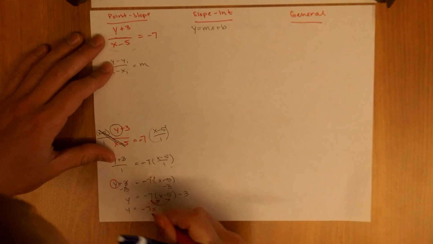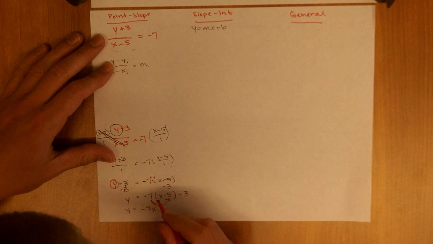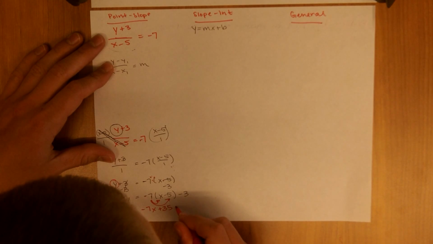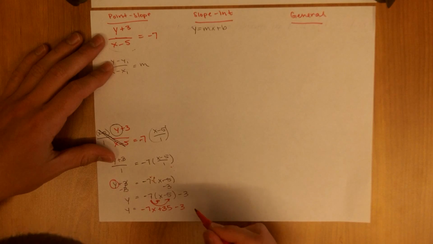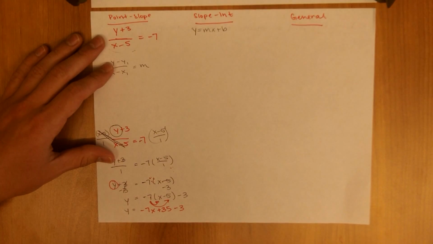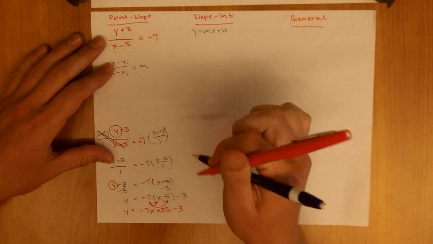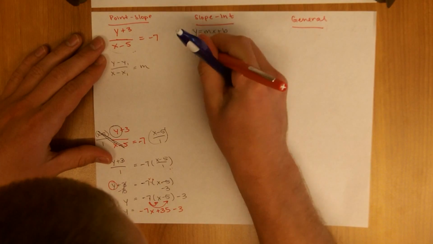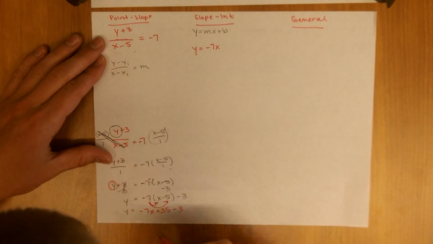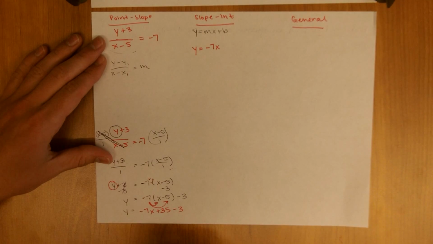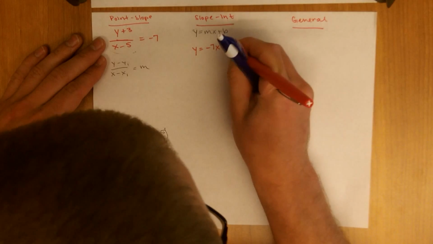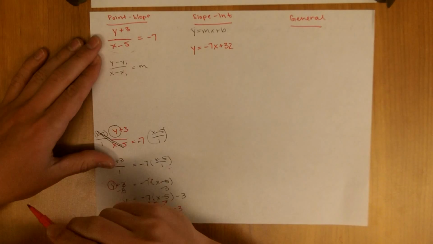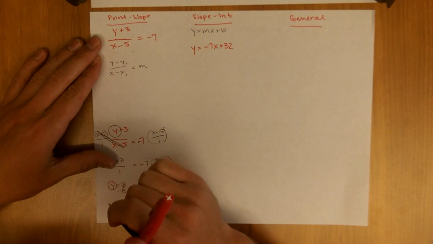That's fine. We'll write it in red. Negative 7x. Negative 7 times negative 5 is a positive 35. And then we have this minus 3 tacked on. So our slope-intercept form of this equation is y equals negative 7x plus 35 minus 3. That's simply plus 32. So we did it. We have our point-slope form, and it's converted into the slope-intercept form.